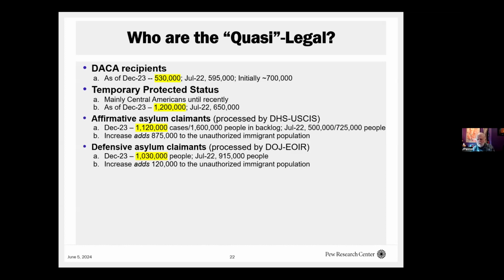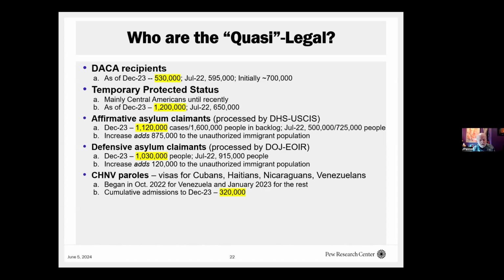Defensive asylum applicants are people who claim asylum so that they won't be deported, and they're processed by the Department of Justice. There's, again, over 1 million people in the backlogs here. The growth hasn't been as large, but again, it's a large number.